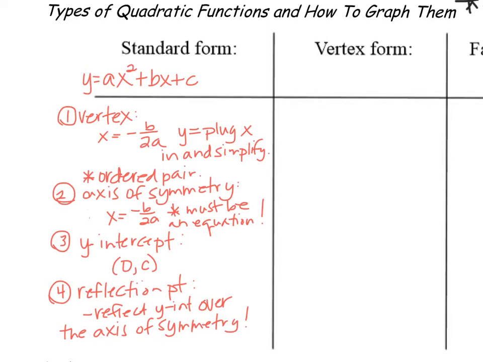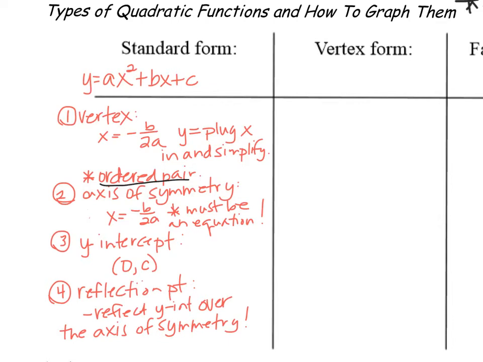The first thing you want to do is always calculate your vertex. The vertex is an ordered pair. To get the x-coordinate, we use the coefficients from our equation. X equals the fraction negative b over 2a. That would be the first thing you would calculate. Once you get that answer, to get the y value, you just plug x back into the equation and then simplify. Remember to write your answer as an ordered pair.